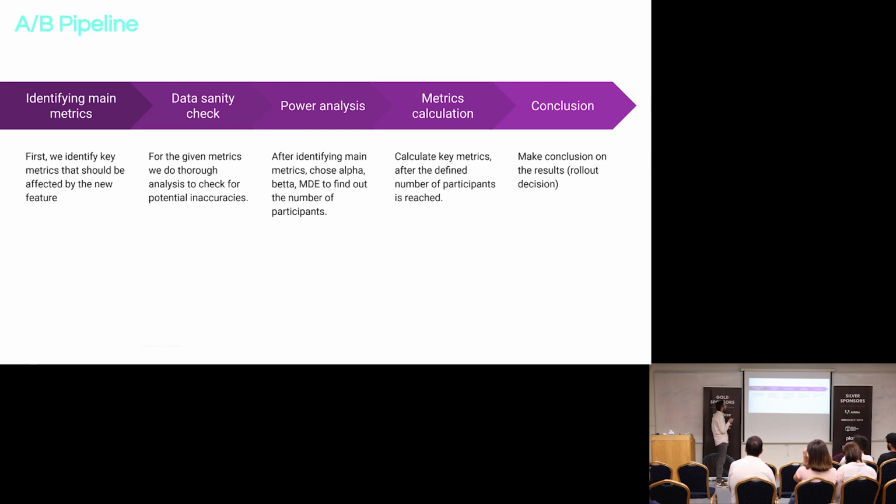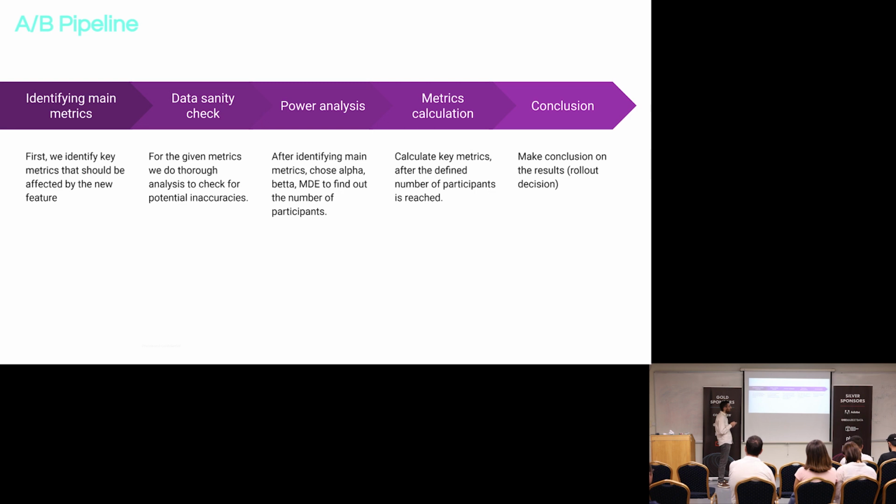So we have developed an A/B pipeline, and it begins with hypothesis, and afterwards we identify main metrics we want to influence. We do careful data sanity check, which checks all events that we are going to calculate, whether there are any bugs, how to calculate them, if there are any inaccuracies.